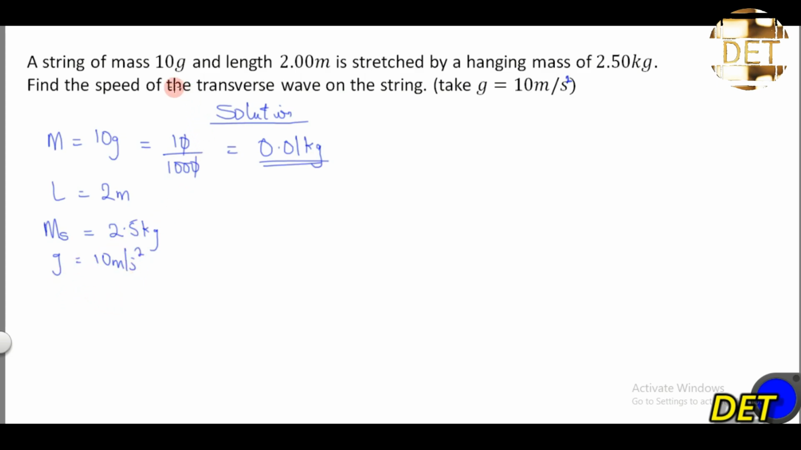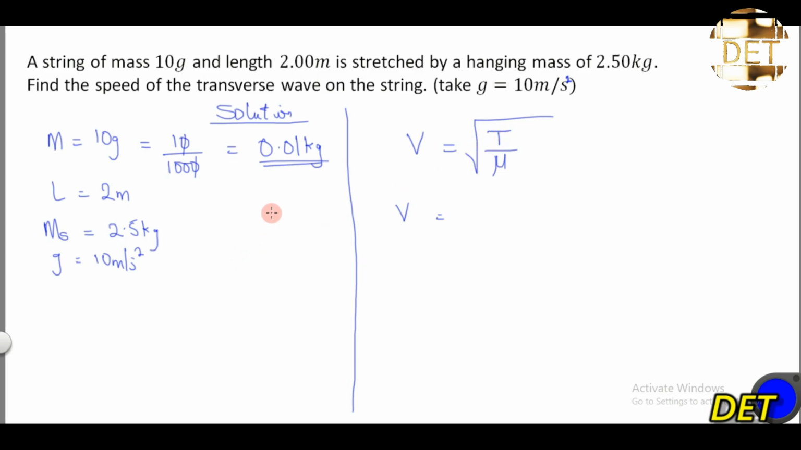So what we're looking for is the speed of the transverse wave. We know fully well that the formula for the speed of a transverse wave is v is equal to the square root of T over mu, right? So our v will be equal to, so what is the tension on the string?